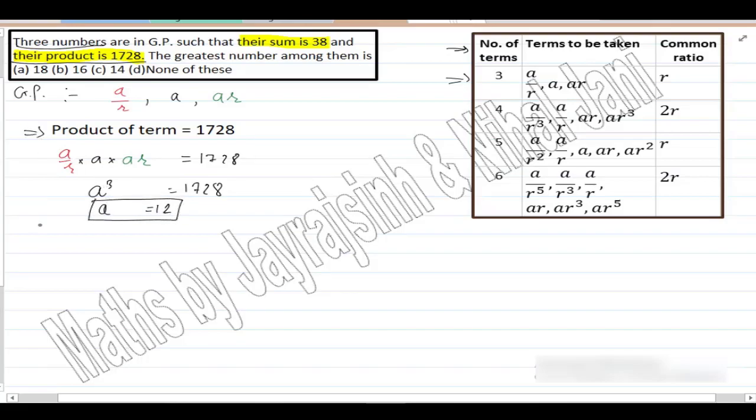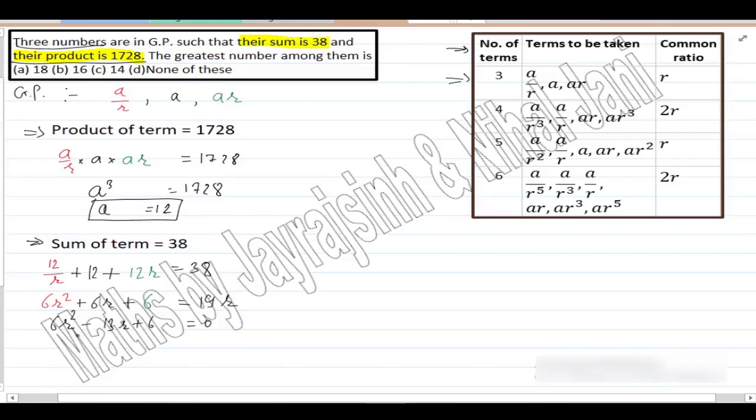Okay, now let's use the second condition, which is that the summation of the terms is 38. So here we can say A by R plus A plus AR will be 38. Now we know the value of A. Just put 12 instead of A and we will get 12 by R plus 12 plus 12 R is equal to 38. We can take 2 common, and taking the LCM of R, we will get 6R square plus 6 plus 6R is equal to 19R. Okay, let's simplify this. So here we'll get 6R square minus 13R plus 6 is equal to 0.